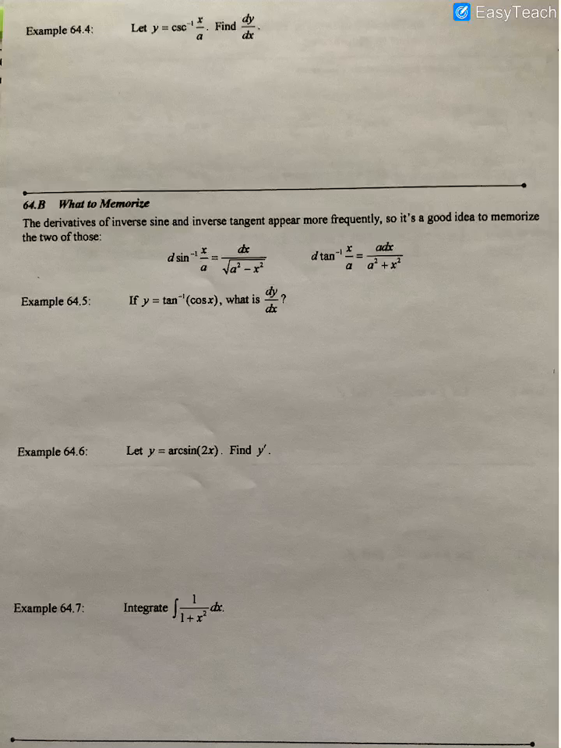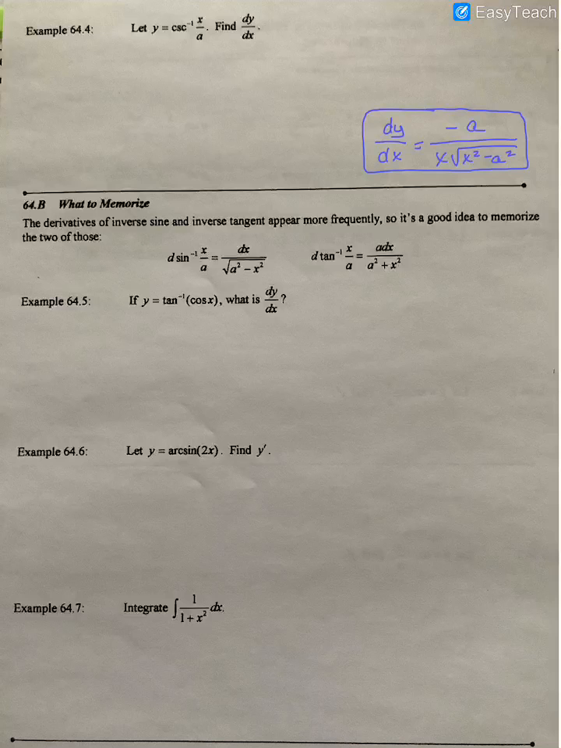But I will tell you that if it's cosecant inverse, the derivative of cosecant inverse of x over a works out to be negative a over x times the square root of x squared minus a squared. Okay, I'm sure there is probably a proof in the book that would also help you if you are curious about how that works out and can't get it to work out right.